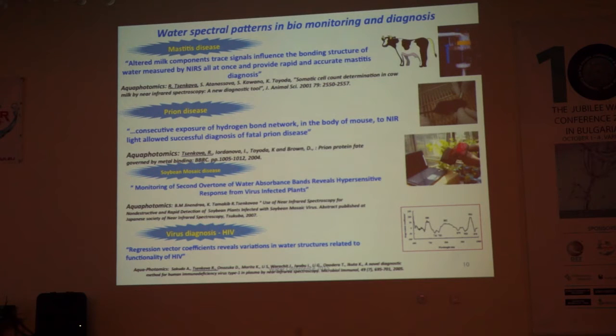that we can use the spectral pattern of the system over time, the change of the spectral pattern, as a biomarker. So we could use this spectral pattern for diagnosis. And this is an interesting one, this is inflammation of the udder in cows. This is prion disease in mouse. And I will relate this to Luc Montanier's talk. We were able to diagnose prion disease.